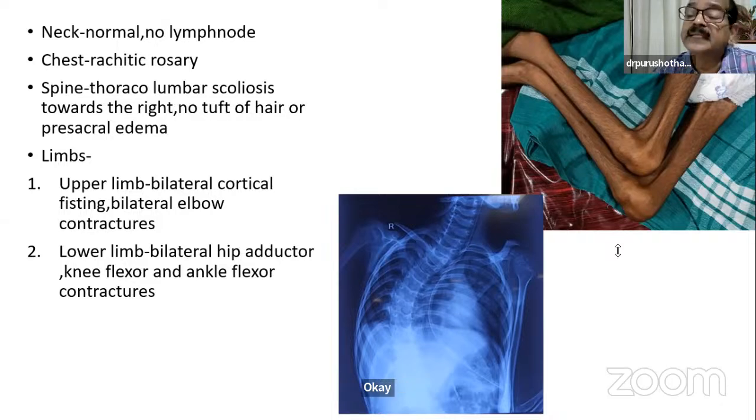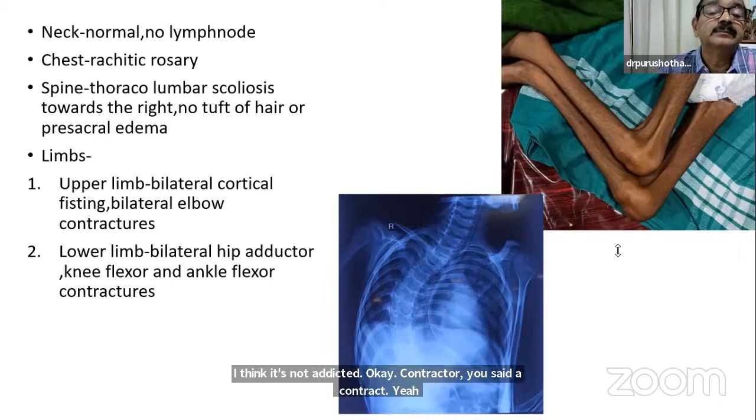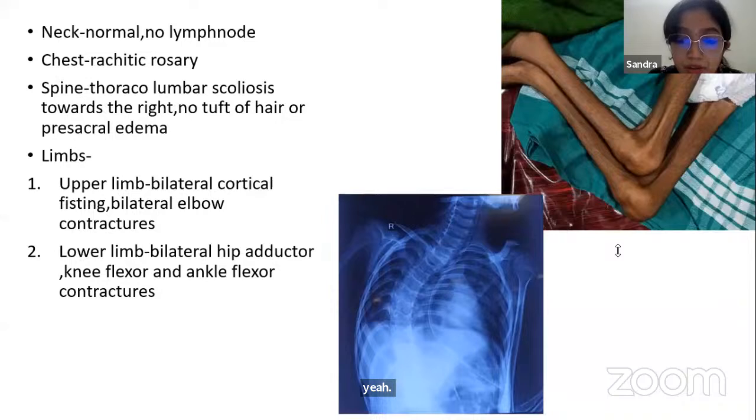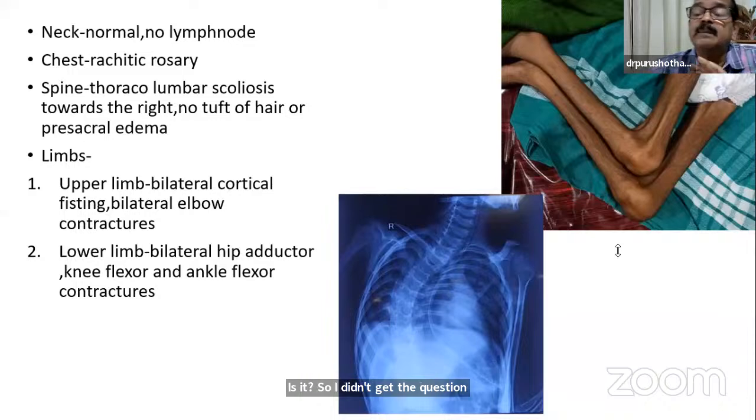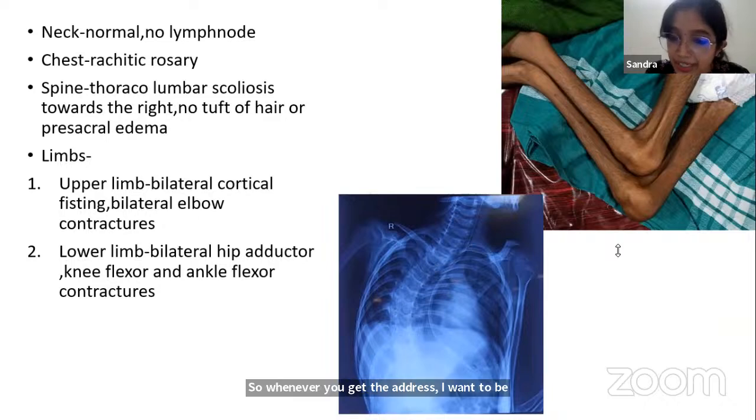Left hip, I think it's not adducted. Okay. About the knee contracture, what else should you be checking when there is a contracture? The knees are at 90-degree bend, and you said both knees, there is a contracture of the hamstring. Okay. So whenever you get a contracture, what should be assessed? If it is a fixed contracture or a dynamic contracture.